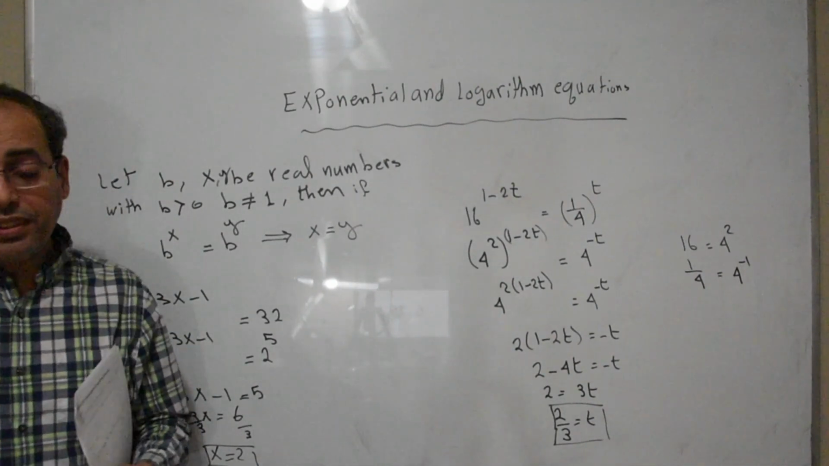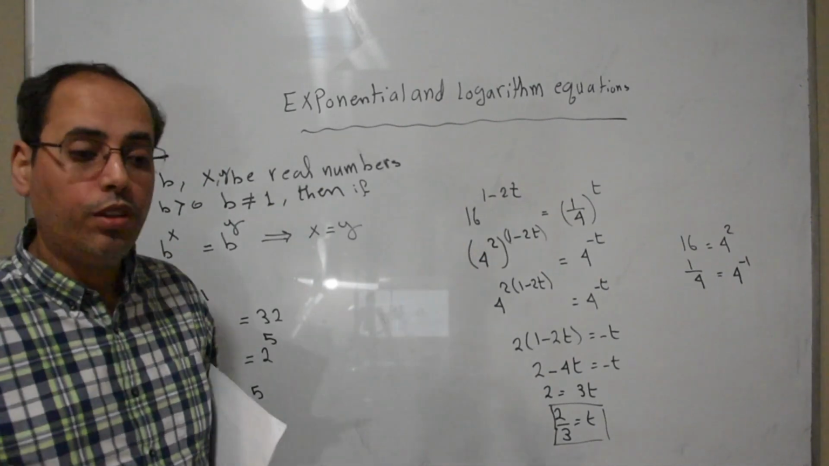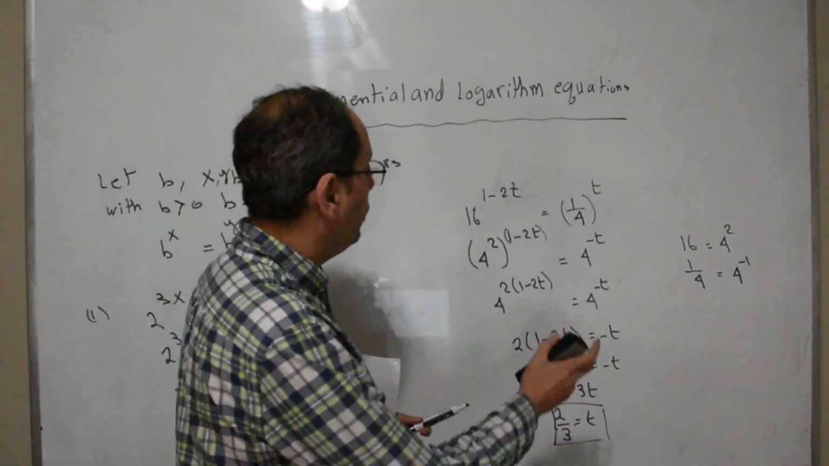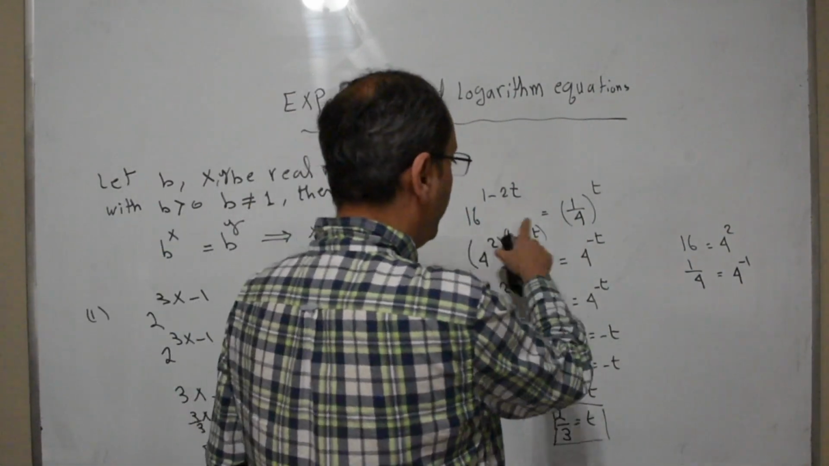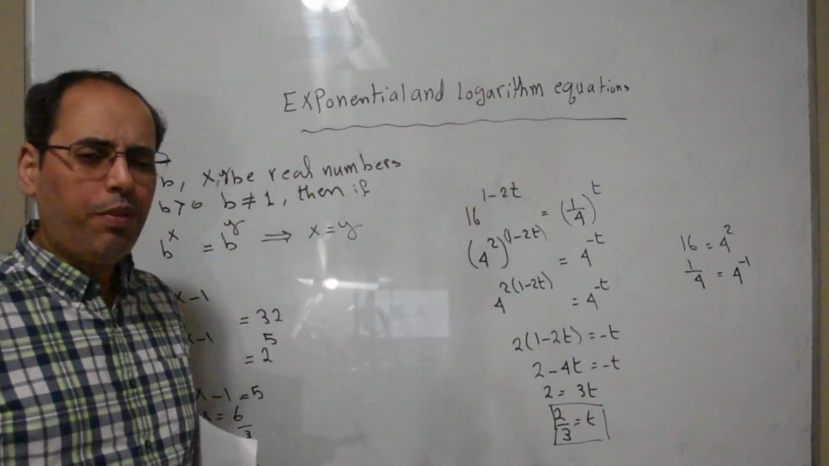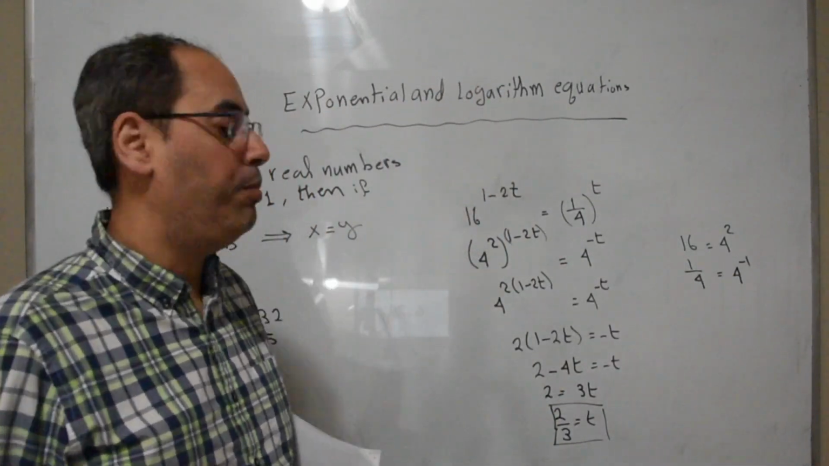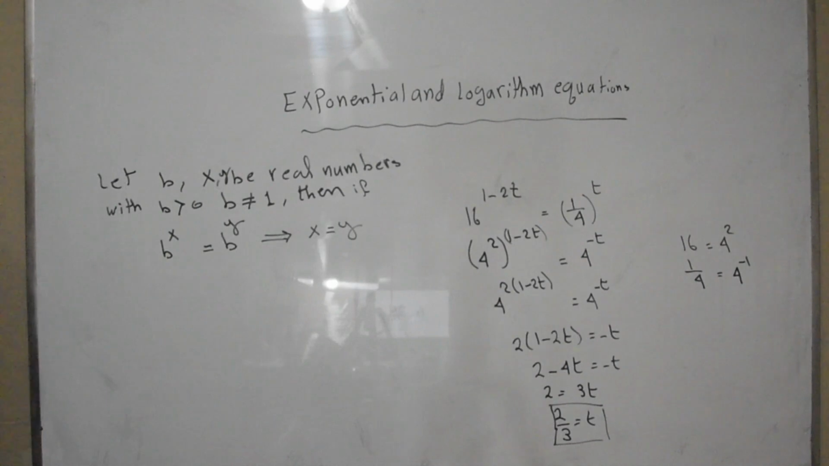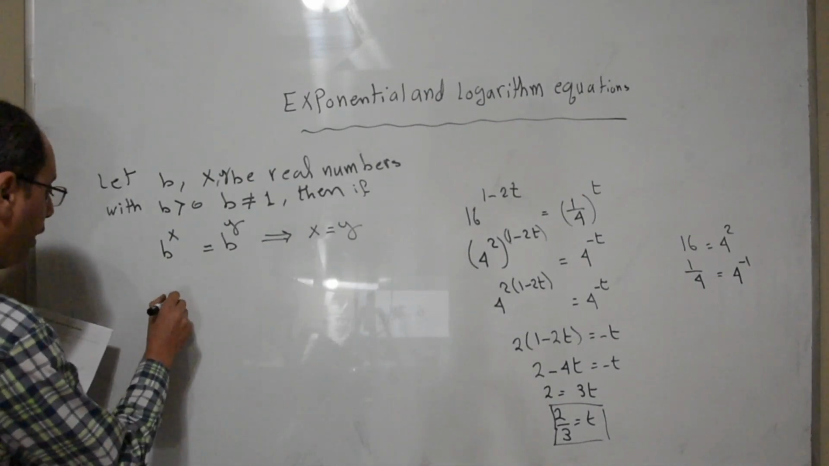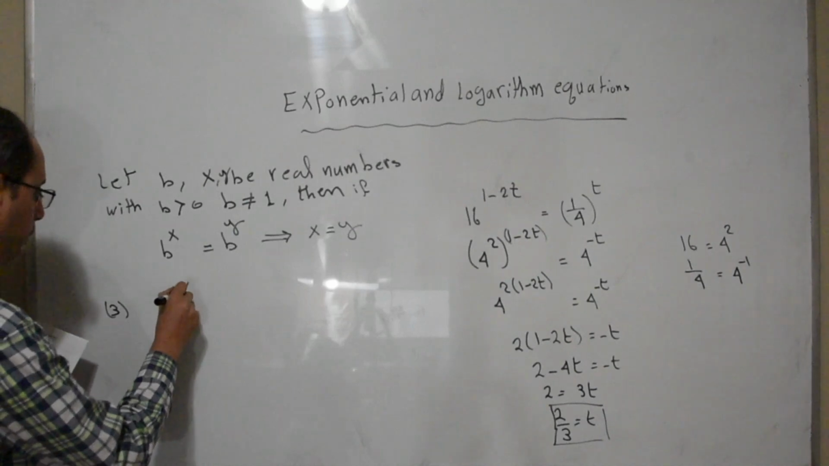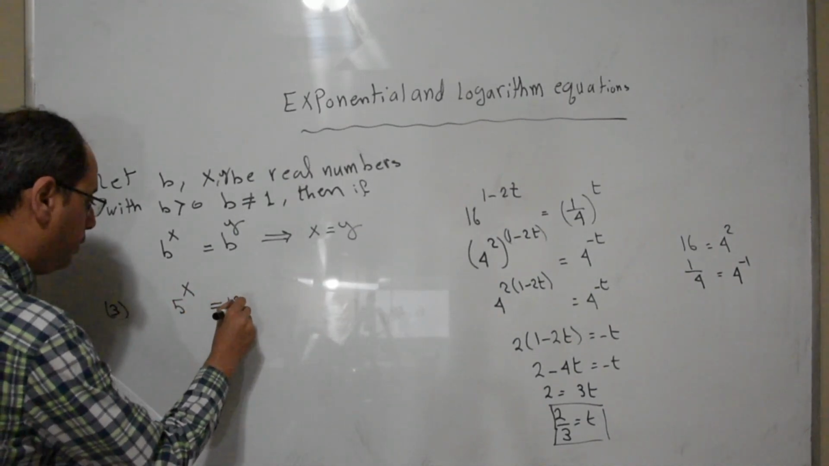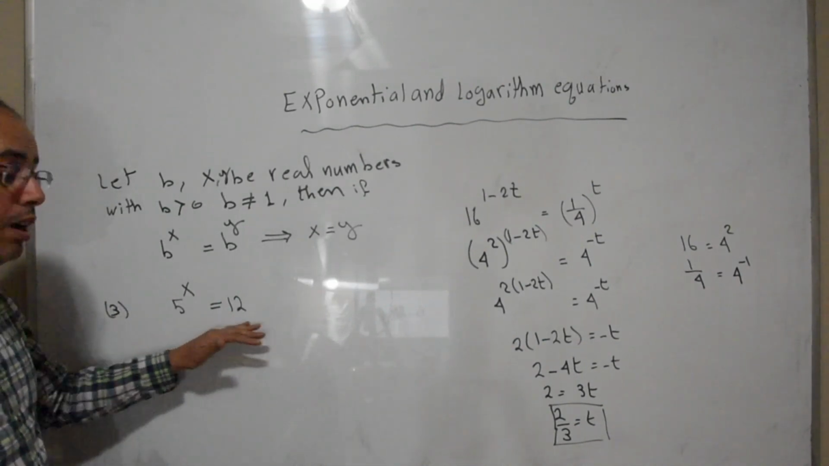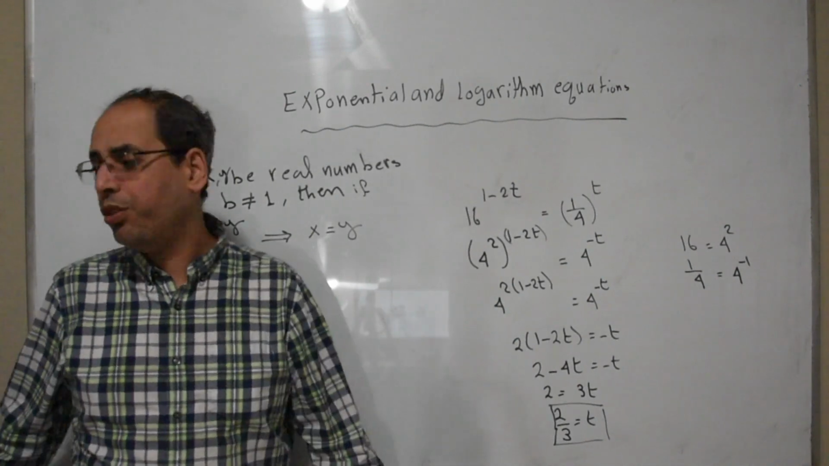All right, what if I have two numbers that are relatively prime? These numbers are not relatively prime because they have a common base. But what if I have two numbers that don't have a common base? So let's see an example like that. Example 3: 5 to the x equals 12. So 5 and 12 are relatively prime. I can't have a common base between both of them. So what am I supposed to do here?